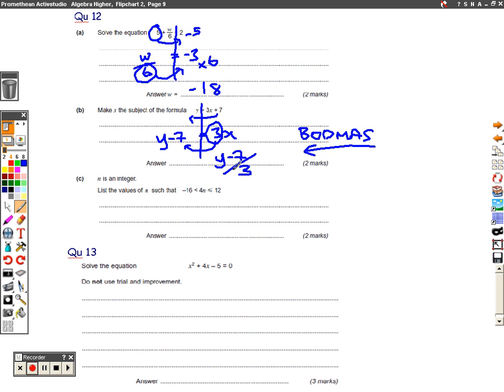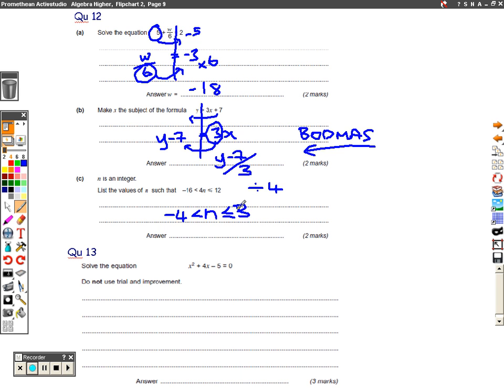Divide by 3. Your 3 comes across as divide, so y minus 7, all divided by 3. Okay, n is an integer, remember, an integer is a whole number value. List the values of n such that, now, the problem is you've got 4n and you want single n, so divide the whole equation, every single term, by 4. 16 divided by 4 gives you minus 4. 4n divided by 4 gives you n. And 12 divided by 4 gives you 3.